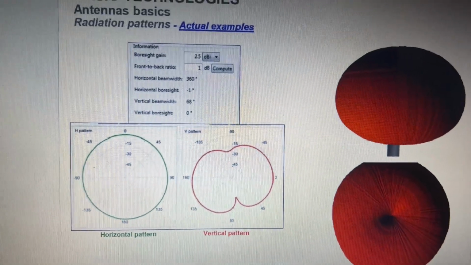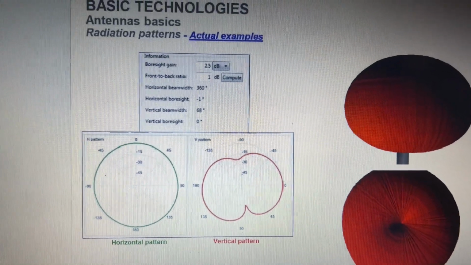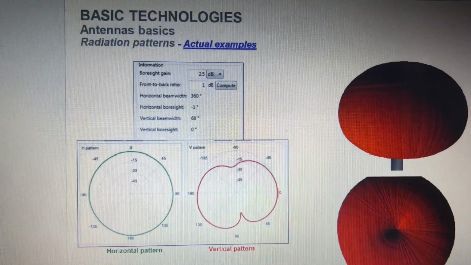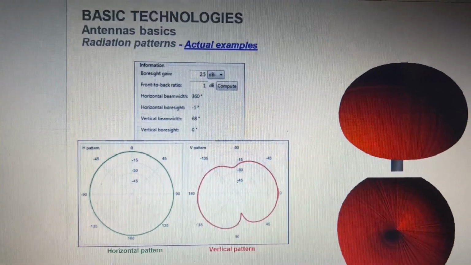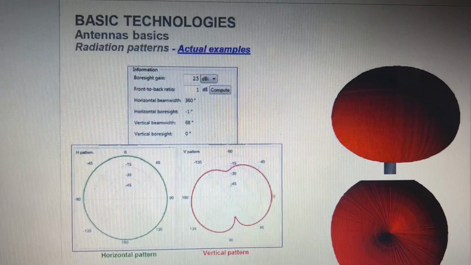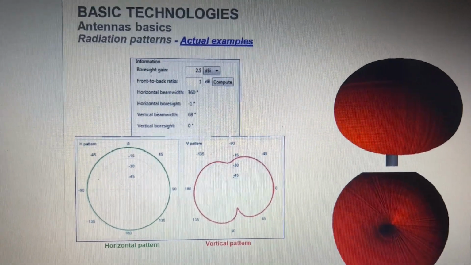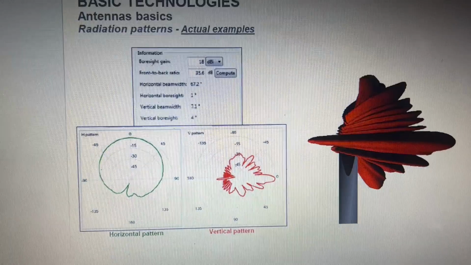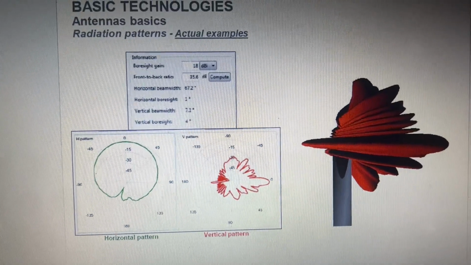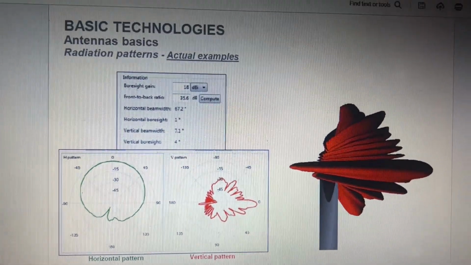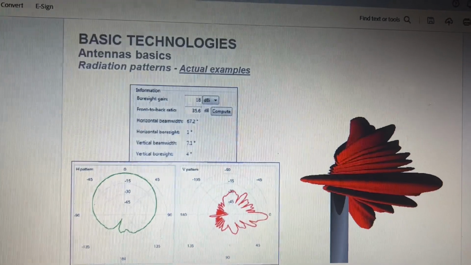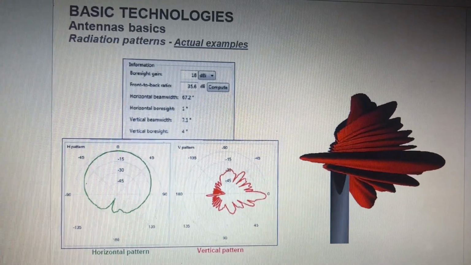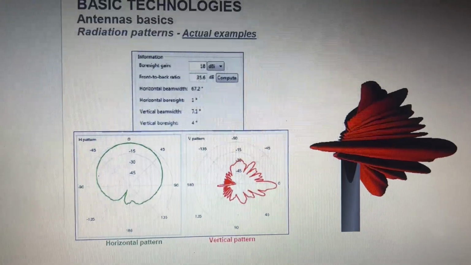These are the horizontal patterns and the vertical patterns in the gain. If you enter the gain like 2.5 dB and a front to back ratio of 1 dB, you will get the horizontal pattern and the vertical pattern of the antennas. This is what we call the radiation patterns. Different kinds of radiation patterns are there. You see here the gain is 18 dBi and the front to back ratio is 30.56 dBi. You see how it is calculated, and it gives a horizontal pattern and a vertical pattern of those antennas.